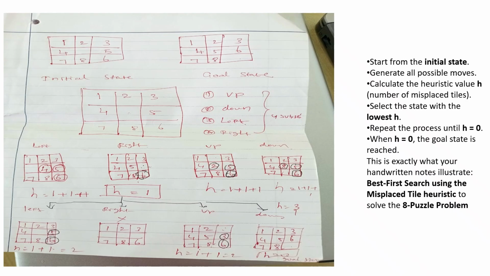The next one, select the state with the lowest h. We always take the lowest. We just discussed that we are calculating the heuristic value, but we need to select the minimum value. That is very important. The next one, repeat the process until h equals 0. When do we get h equal to 0? When there is no mismatch of conditions.